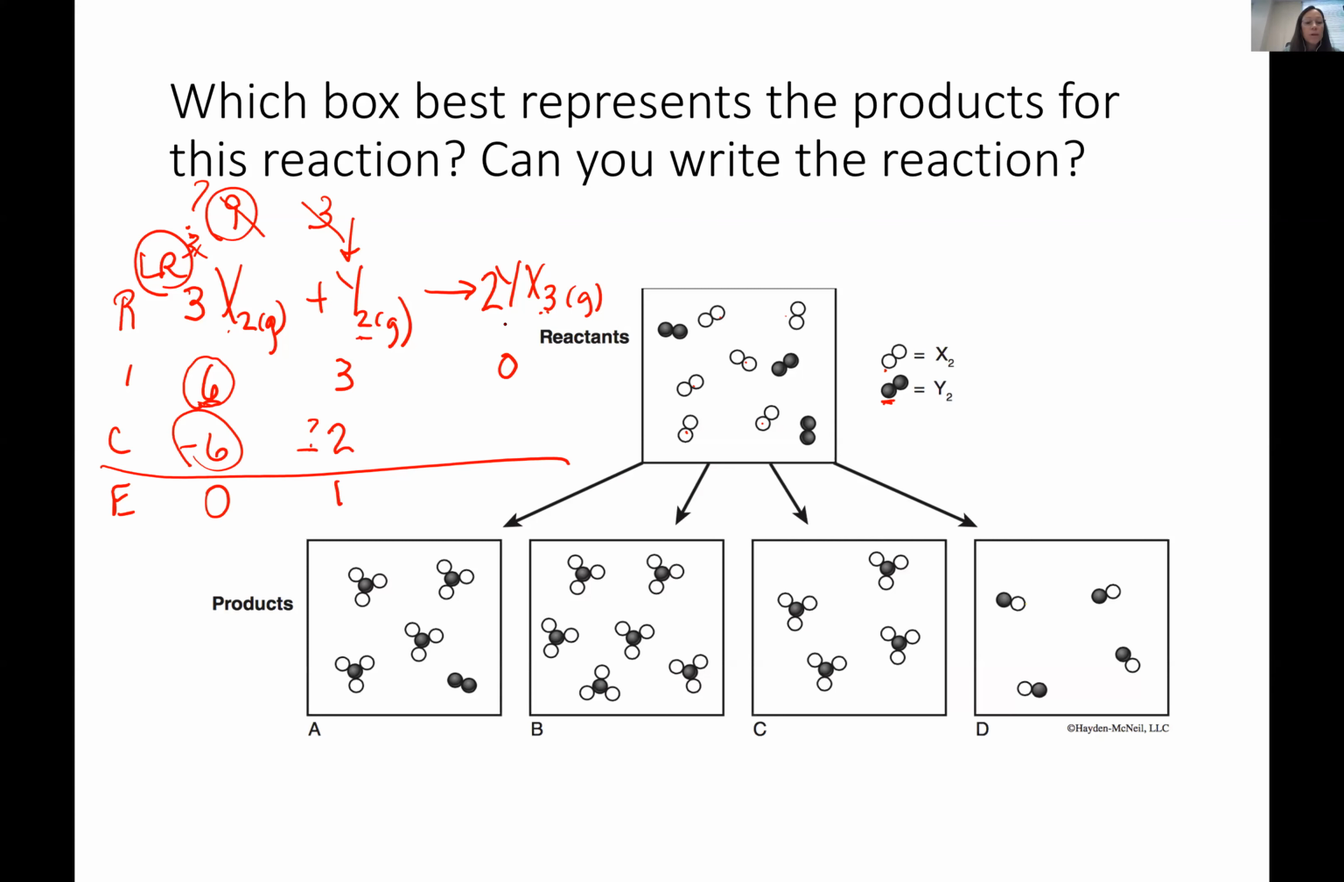And then if we go over here and do the same idea, look right here at this change row. In this change row, we're going to lose 2 Y's, and for every 1 Y, you can make twice as much product. So if you're going to use 2, you could make 4. Do you see a picture that has 4 YX3s and 1 of the Y2s? And you guys were so on target, because that would be choice A. And that's how I could prove that.